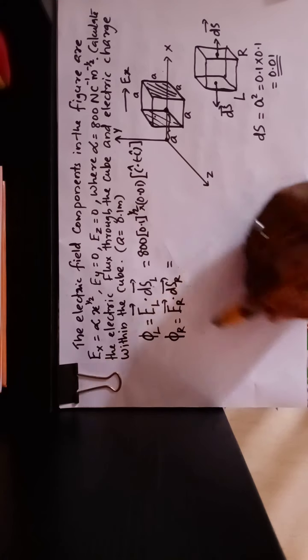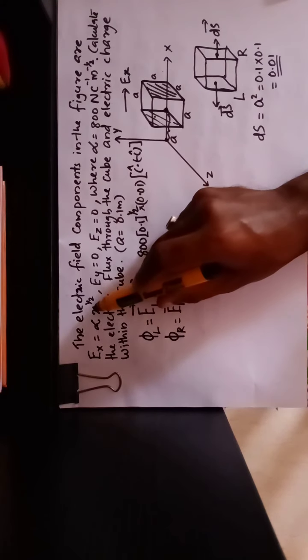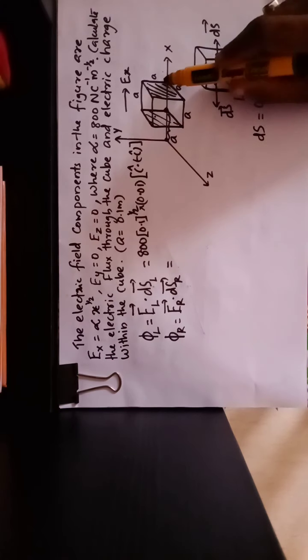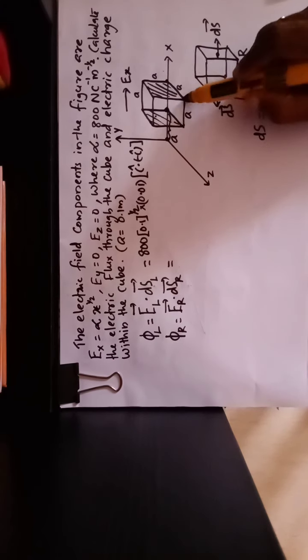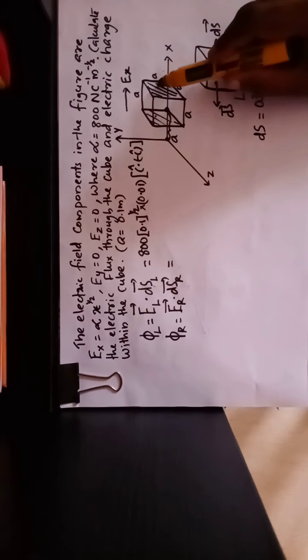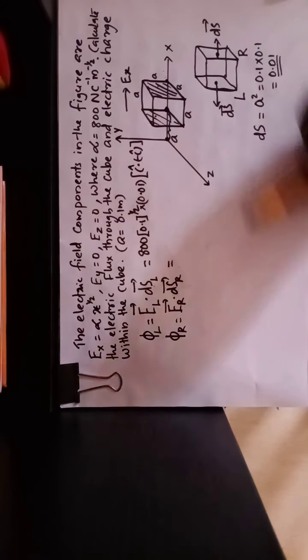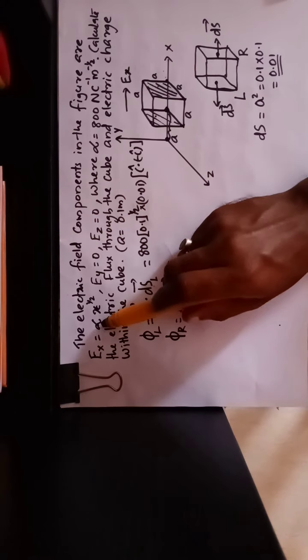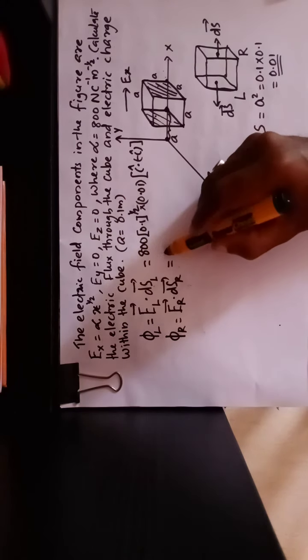What is electric field at right side? We know that electric field varies with x. Right side, this is the face. This face is at a distance a plus a, 2a. So this right face is at a distance a plus a, 2a. Okay, so we know that electric field depends on distance.